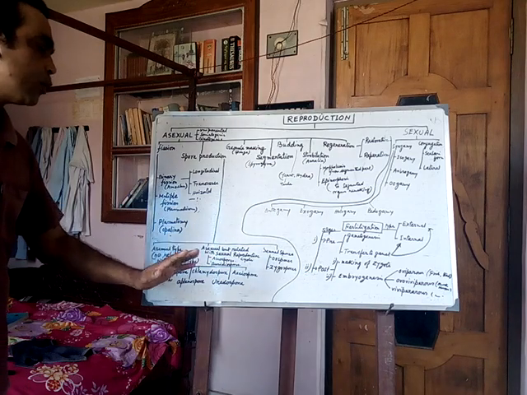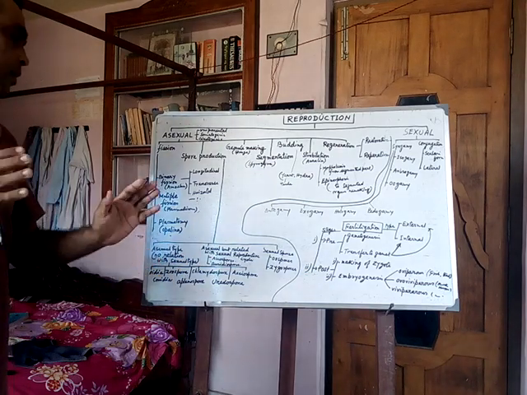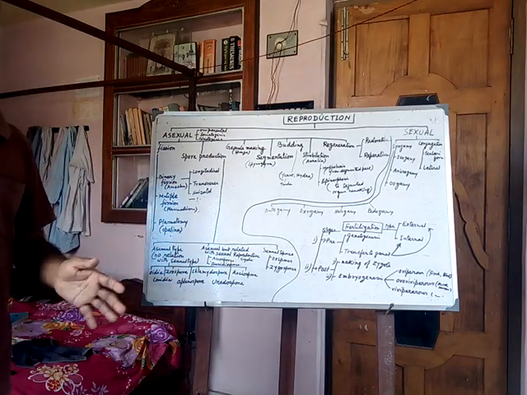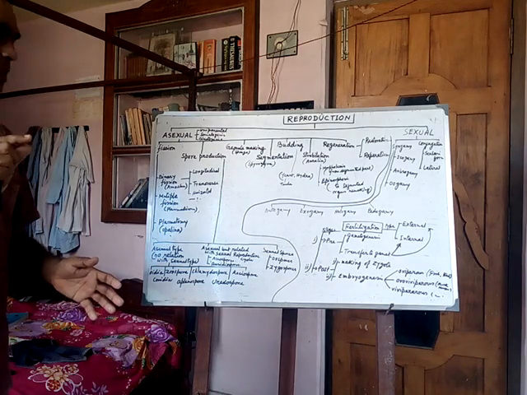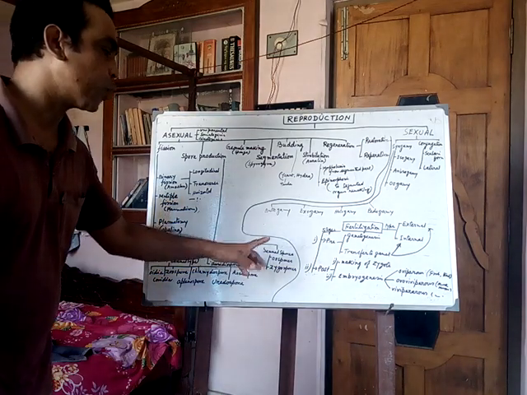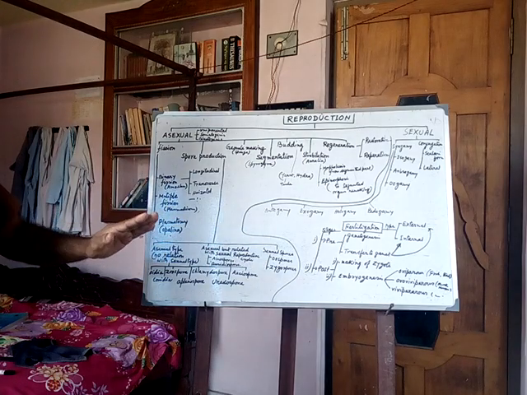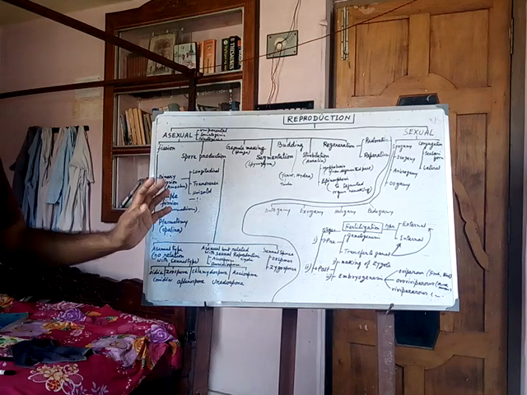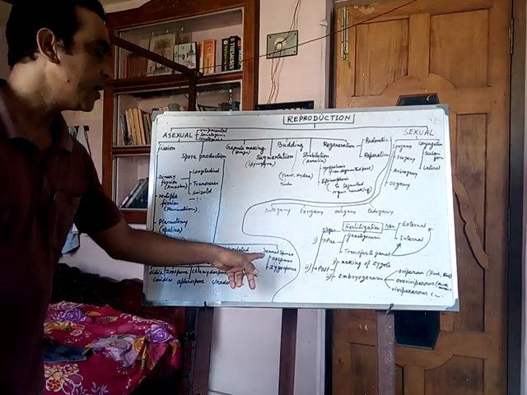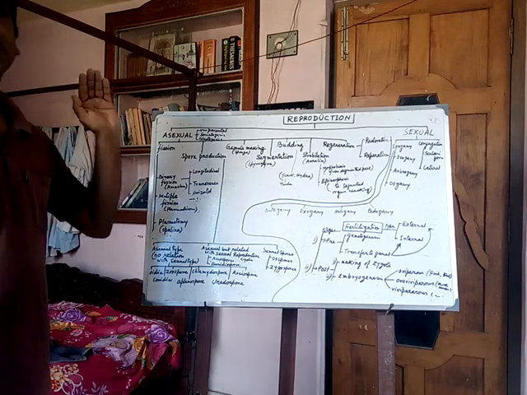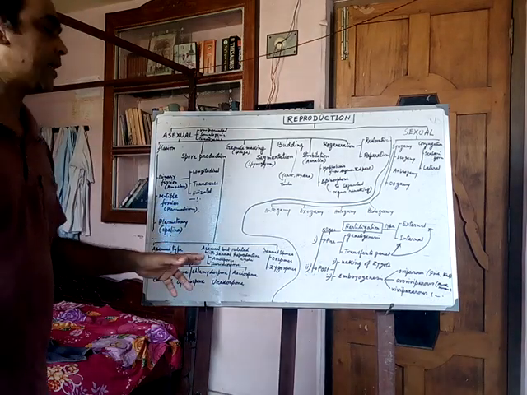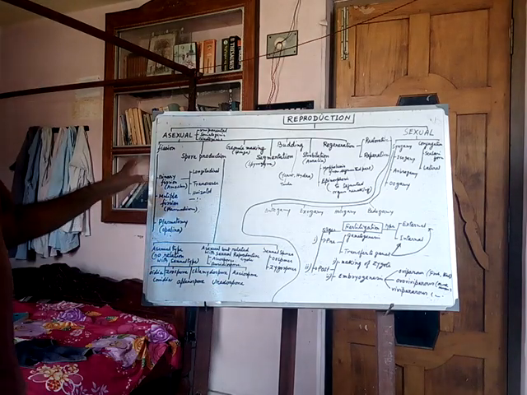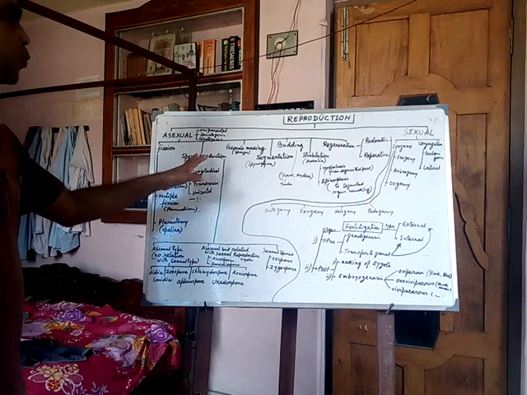Asexual but related with the sexual reproductive cycle, that is ascospore and basidiospore, found only in fungal species. And sexual spores, which are part of asexual reproduction as exception cases, are found in lower division algae, that is oospores and zygospores. So here we discussed spore production.